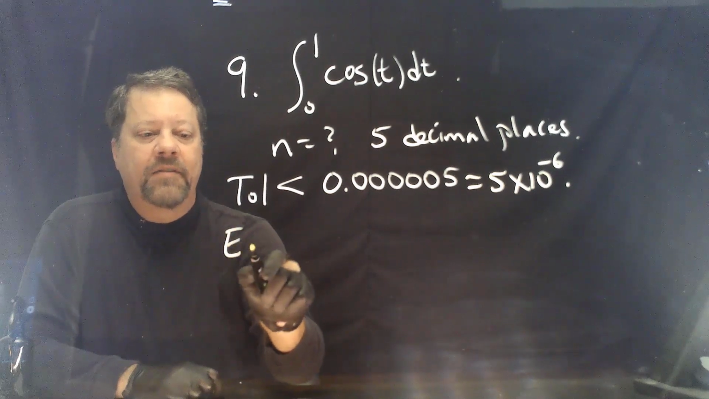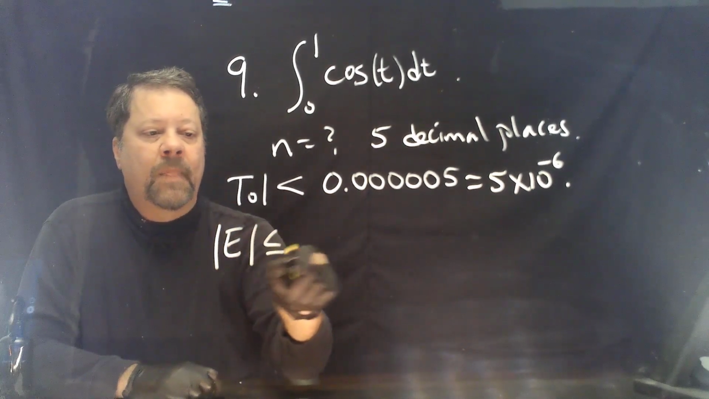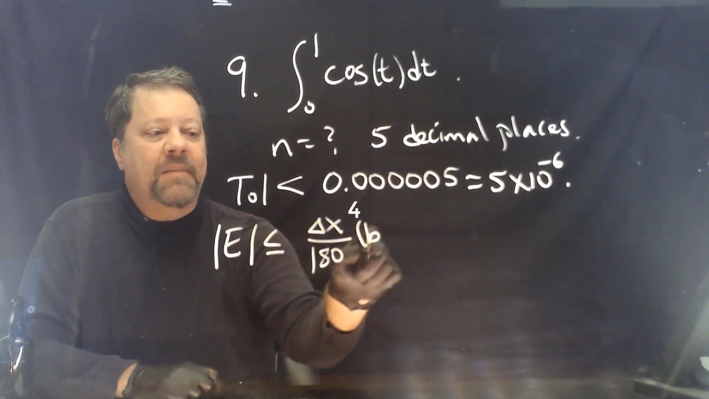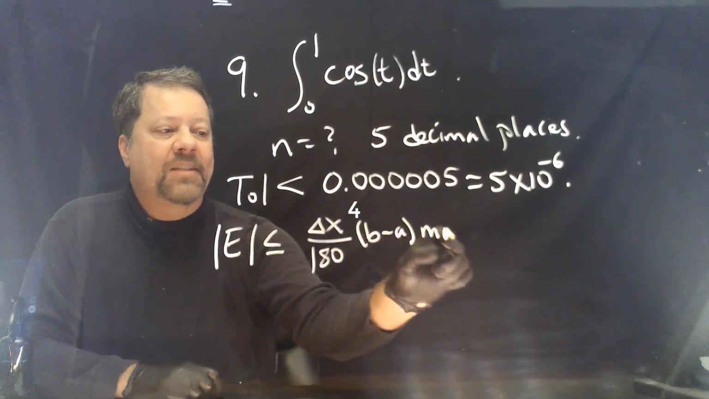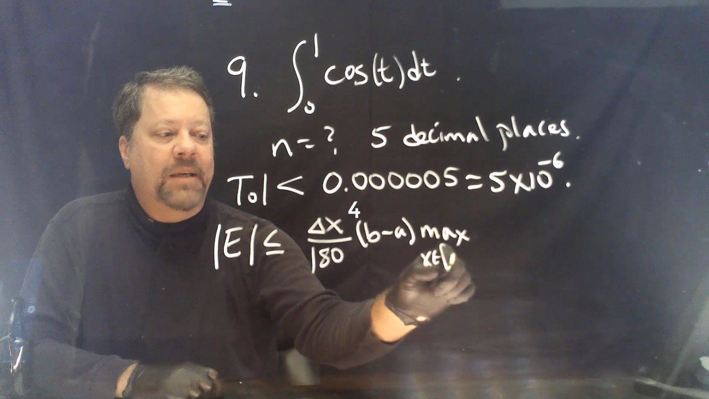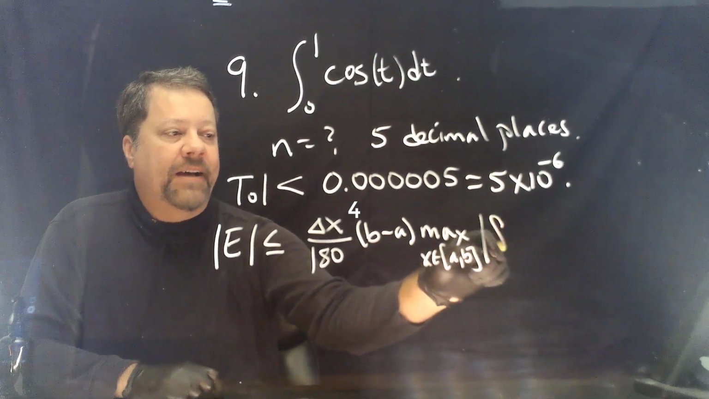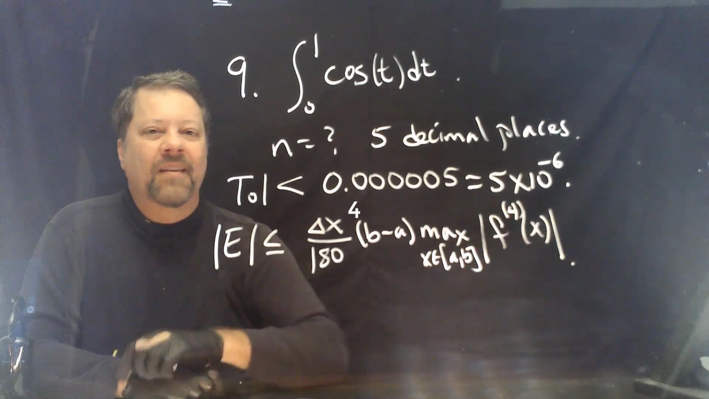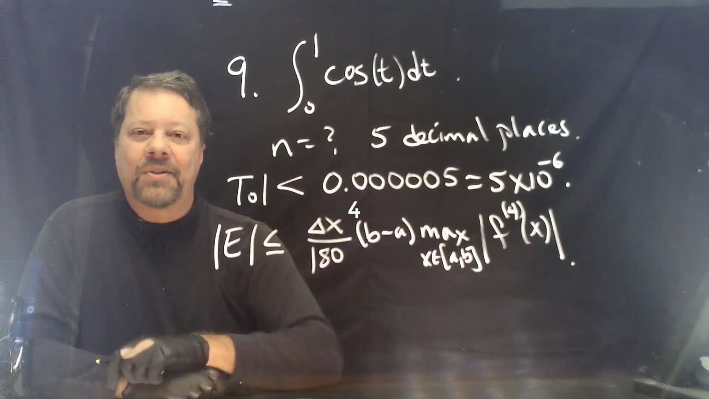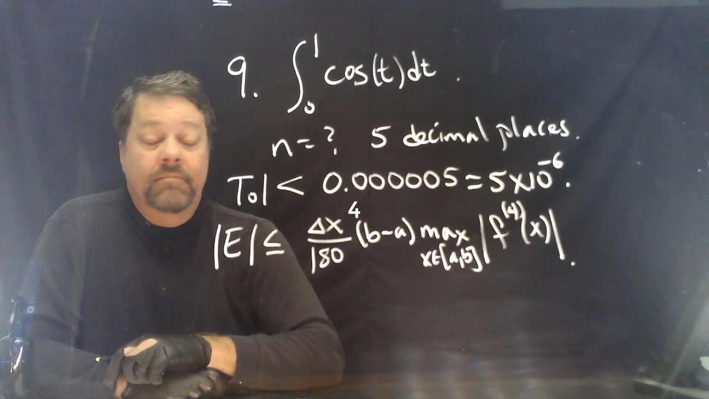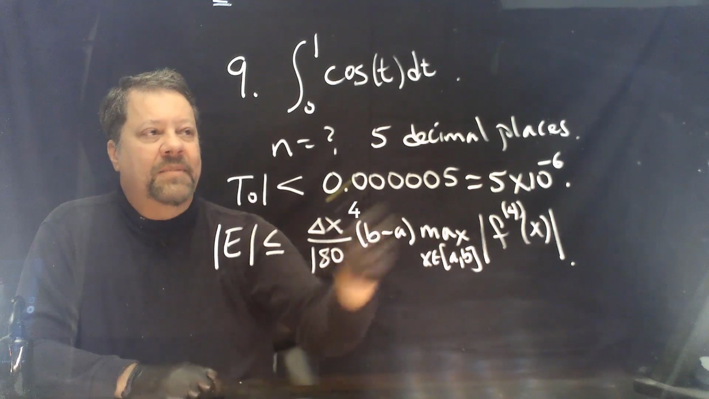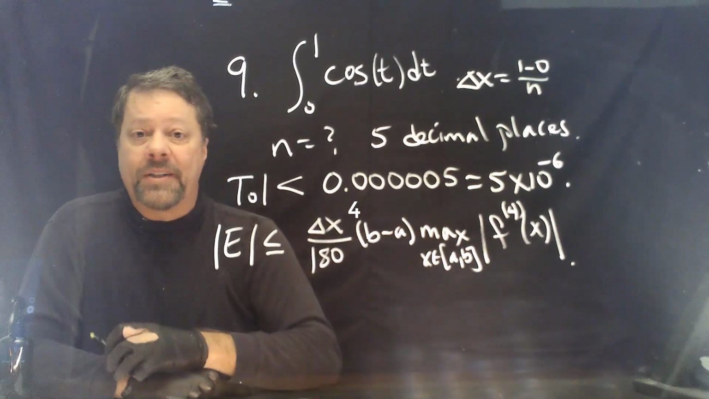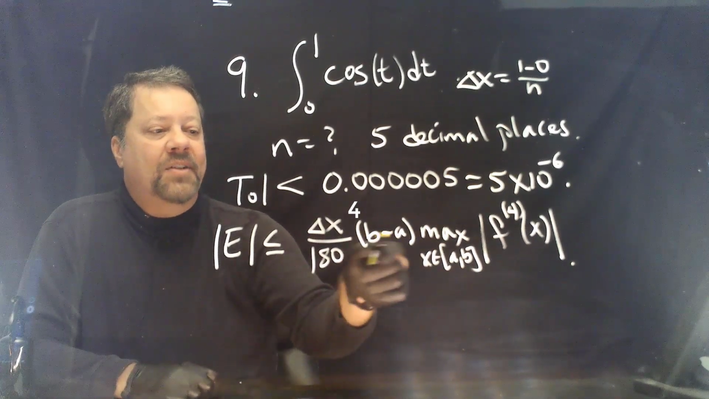The error formula for Simpson's rule is your delta x divided by 180 times b minus a times the maximum for x values within a, b of the absolute value of the 4th derivative of the function. Well, for us, the function is cosine x, and its 4th derivative is itself. Delta x will be 1 minus 0 over n. The whole point is to figure out what n is. And so b minus a will be 1.